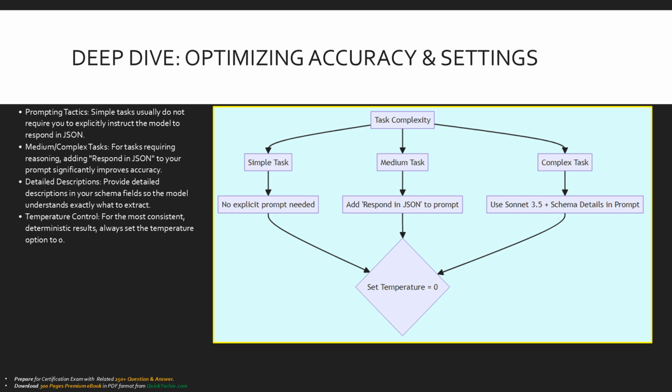Starting from the top, you evaluate your task. If it is a simple task, like basic extraction, no explicit prompting is needed. If it is a medium task involving some rationale, route down the middle and add "respond in JSON" to your instructions. If you are executing a complex task, like scoring call transcripts, you must use a top-tier model like Sonnet 3.5 and actively describe the schema within the prompt. Regardless of which path you take, all workflows converge on the golden rule at the bottom: set temperature equals 0. This ensures the model behaves deterministically, providing reliable, application-ready outputs every single time.